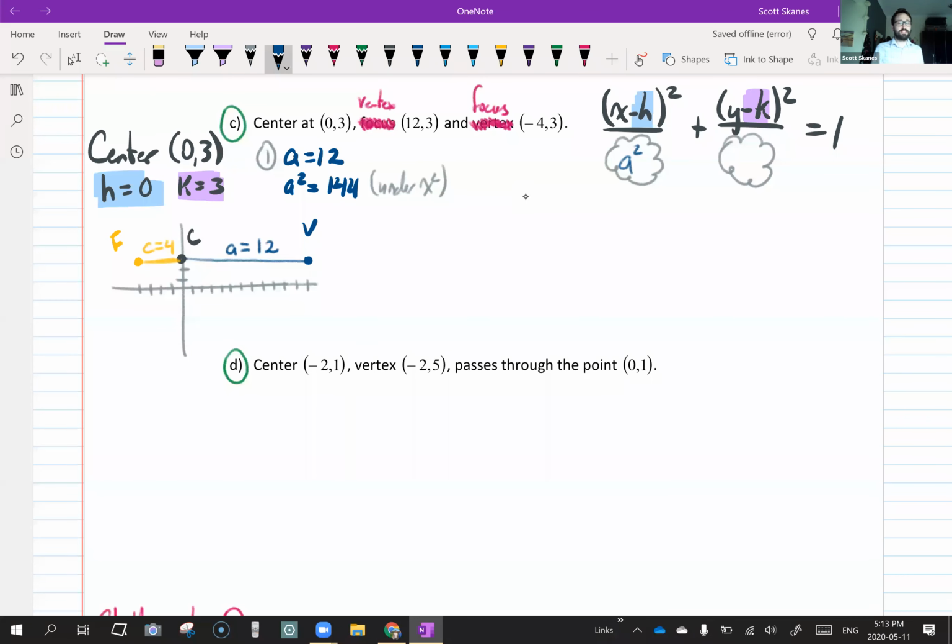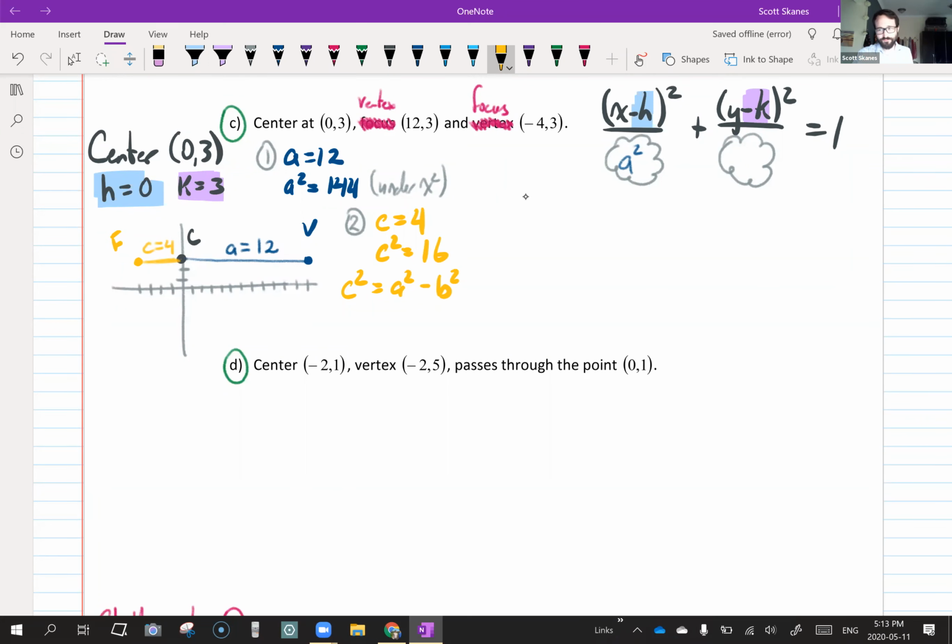Next, I need to use C. And the reason I need to use C is if I know C, I can get B. Remember how we get C by using A squared and B squared? Well, if we know A and C, we can get B. So just trust me now. Trust in me. I'll get you through. So we know that C is 4, which means that C squared is 16. Okay, that's the first thing. But then look, C squared is A squared minus B squared.